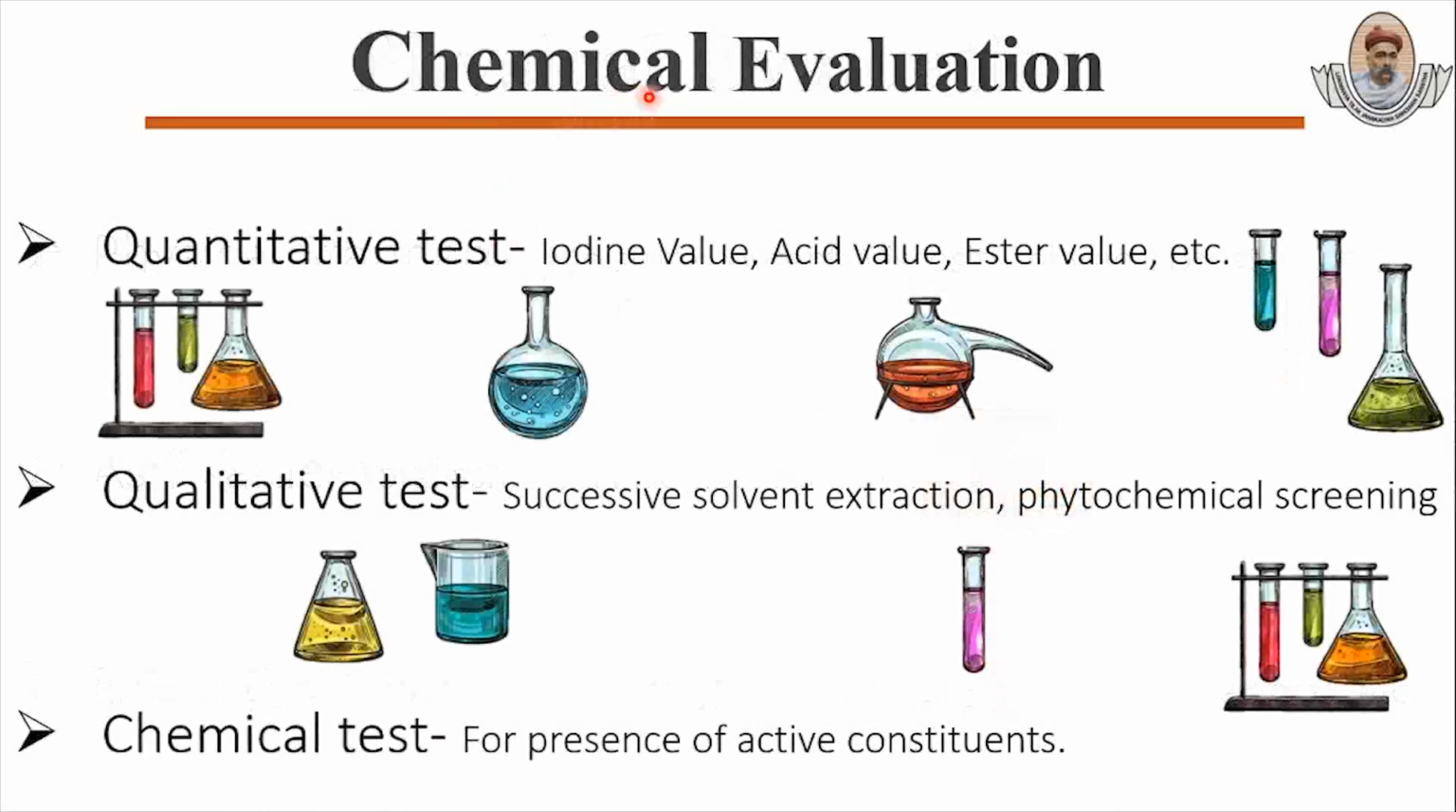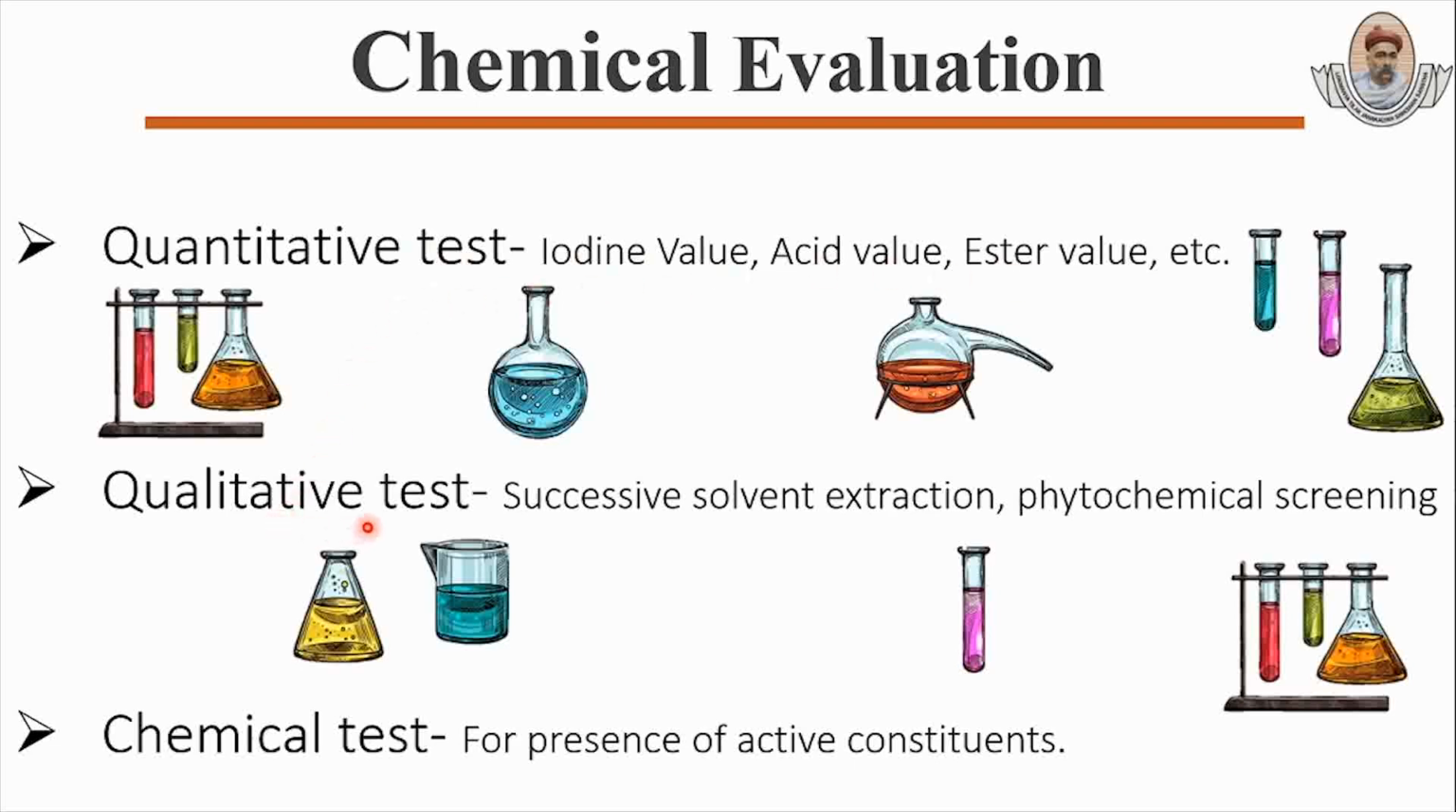Next method is chemical evaluation. Again, this method is used for evaluation of unorganized drug. Various methods under chemical evaluation are categorized under quantitative test, qualitative test, and chemical test. Quantitative test, it mainly includes various quantitative parameters, that is iodine value, acid value, ester value.